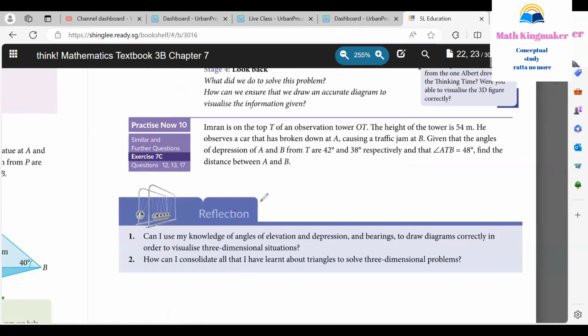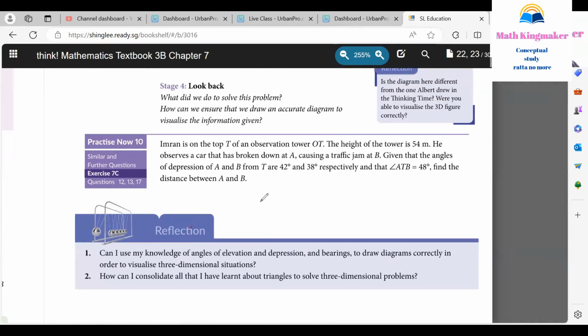Now we'll practice this 10th question. Okay, Imran is on the top T of an observation tower. So just make an observation tower here like this, OT. T is the top of the tower. The height of the tower is 54.